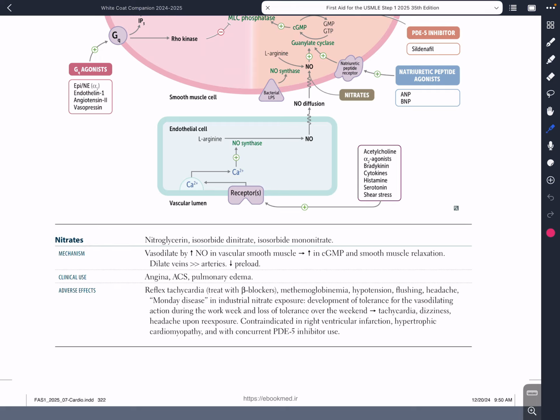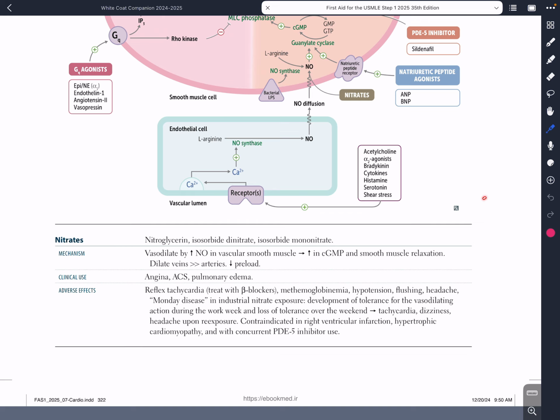The mechanism of nitrates is vasodilation by increasing nitric oxide in vascular smooth muscle, which increases cGMP and smooth muscle relaxation, which helps in dilation of veins. It also dilates arteries, but veins dilate 2 times faster with nitrates. Veins are valveless. So veins dilate 2 times faster than arteries.